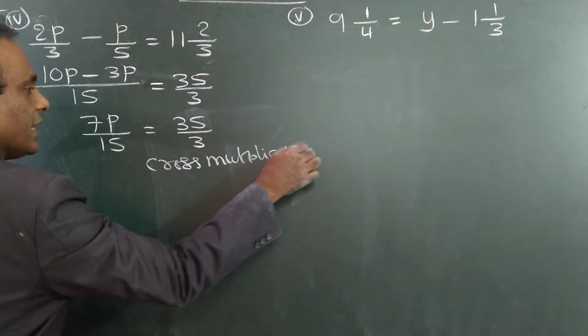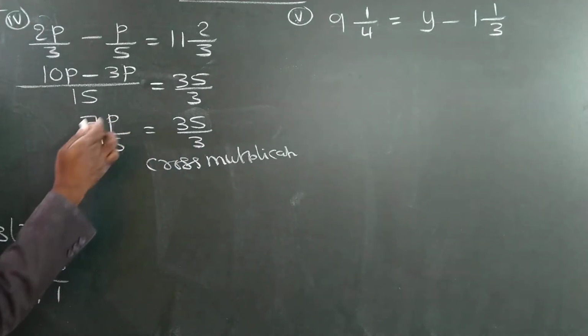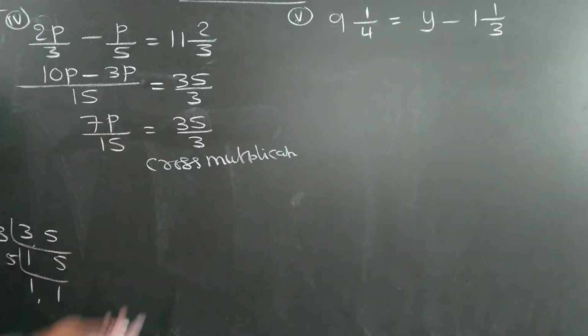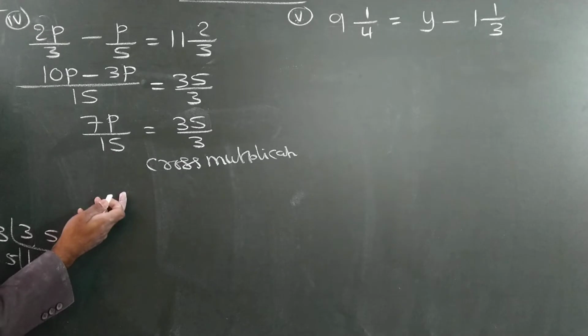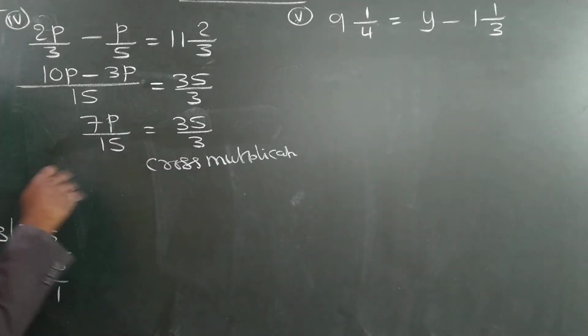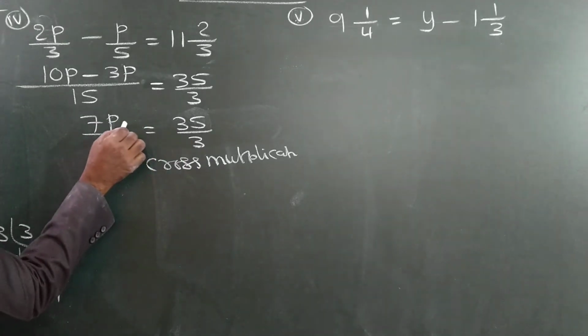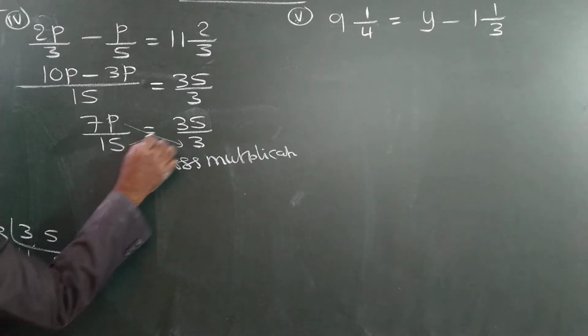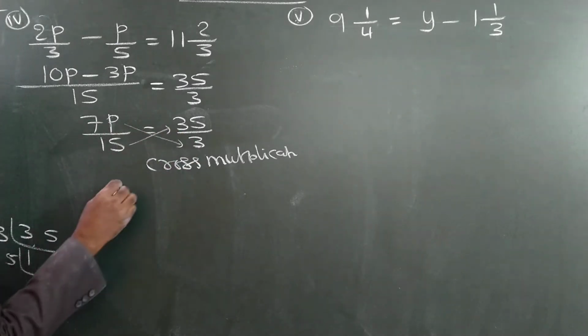Cross multiplication. See here, this into this is equal to this. Anything you can write in the beginning. This into this you can write this side, this into this that side. Any order you can write. See here, this is multiplied with this, and this is multiplied with this.